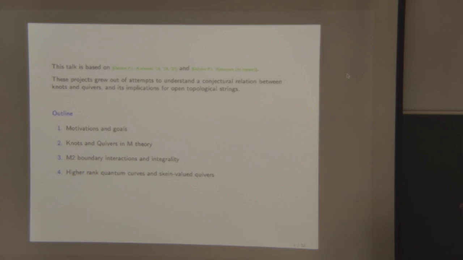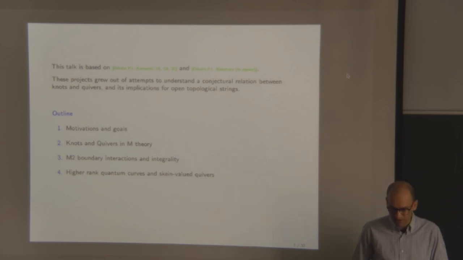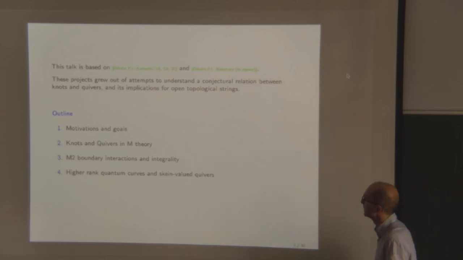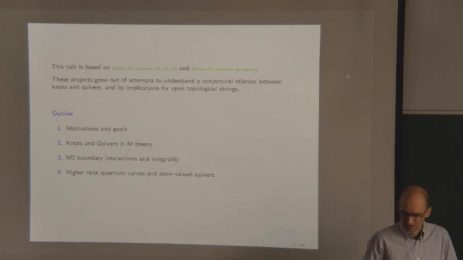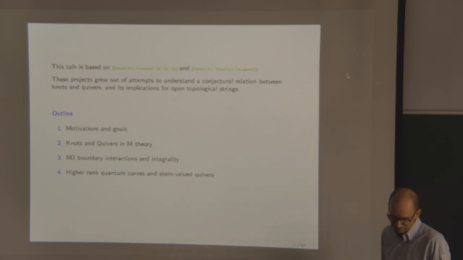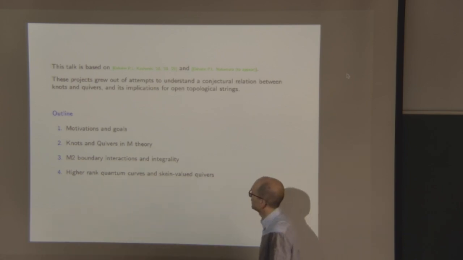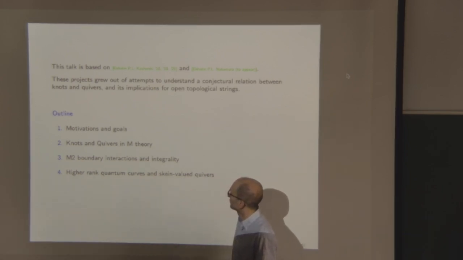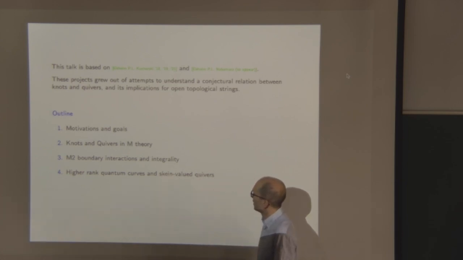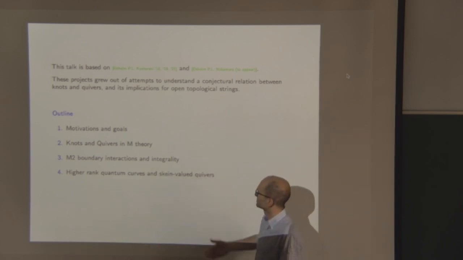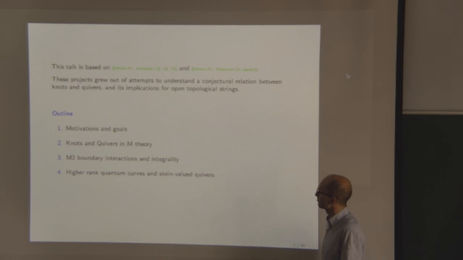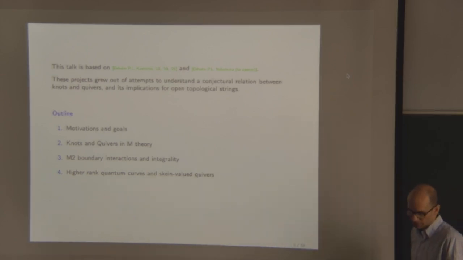So my plan will be to start by reviewing the motivations and the goals of our works, and after that I'm going to review a little bit how the two aspects of the knot-quiver correspondence arise in physics in a context that is known as M-theory. Having set the stage, I will then explain how we think about the knot-quiver correspondence in the context of M-theory, namely as telling us something about how fundamental objects in M-theory, called M2 branes, interact among each other in a way that's encoded by quivers, and how this interplays with the integrality structures in knot invariants that we've seen in the previous talk.